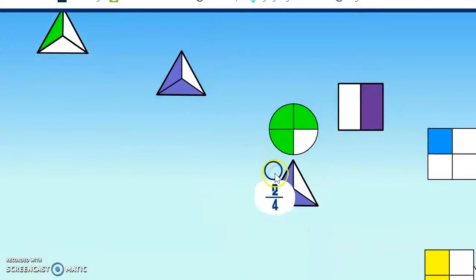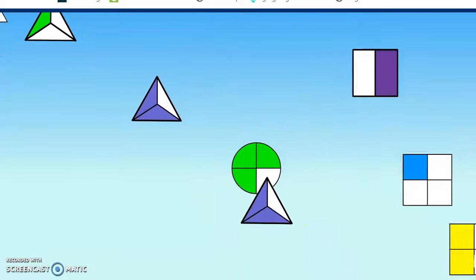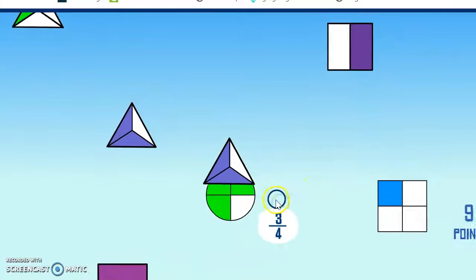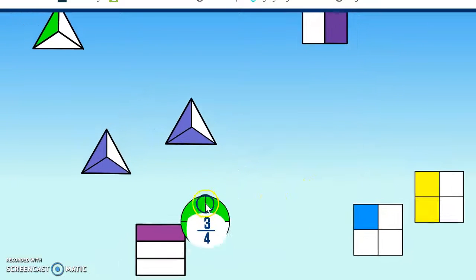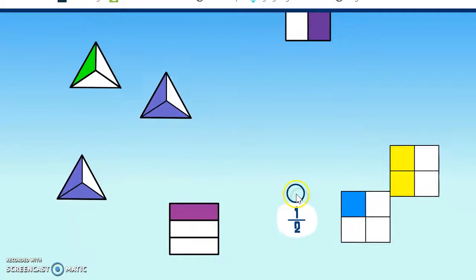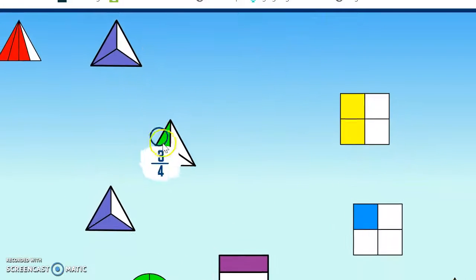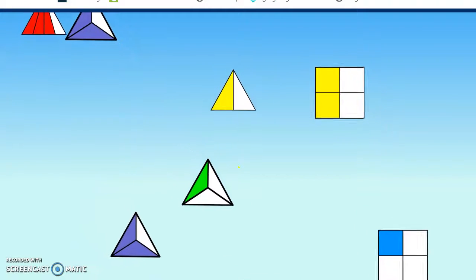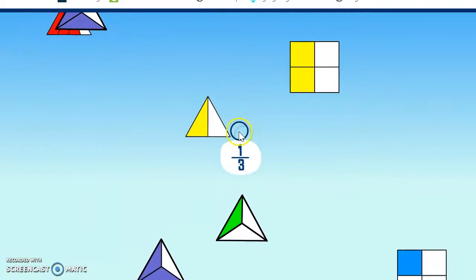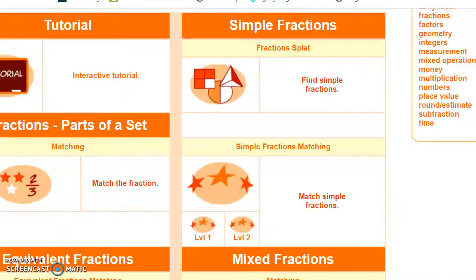2/4 would be over here. 3/4 would be here. 1/2 would be here. 3/4 down here. You guys couldn't see that one. Okay, so you get the idea on that one.